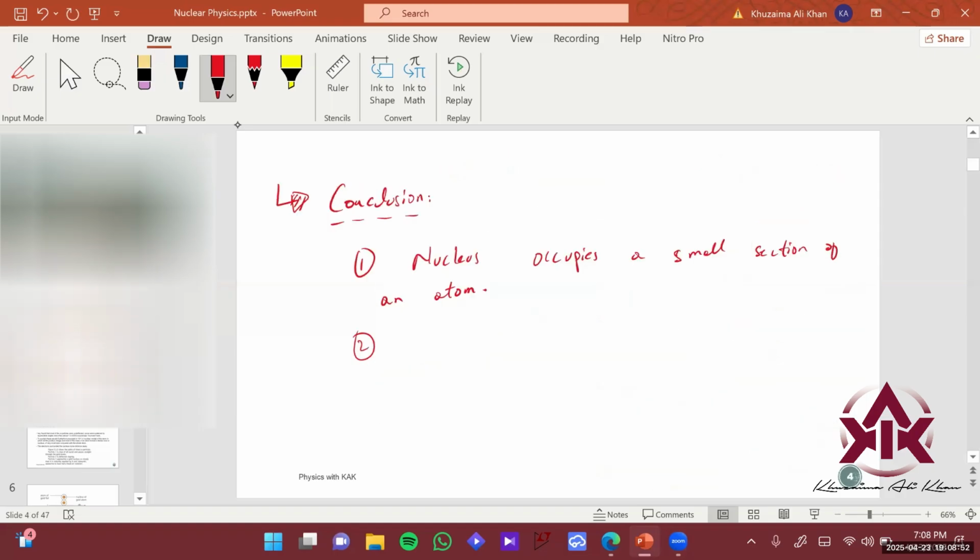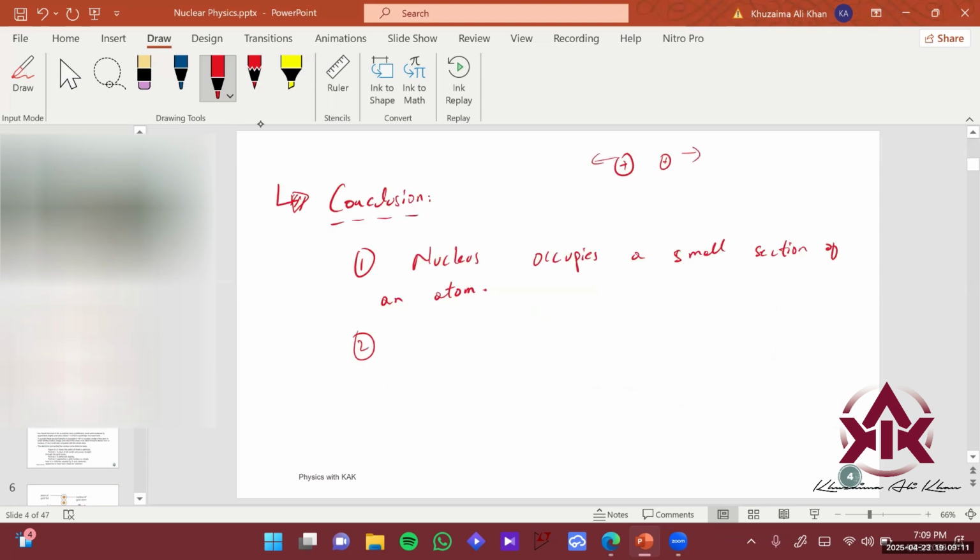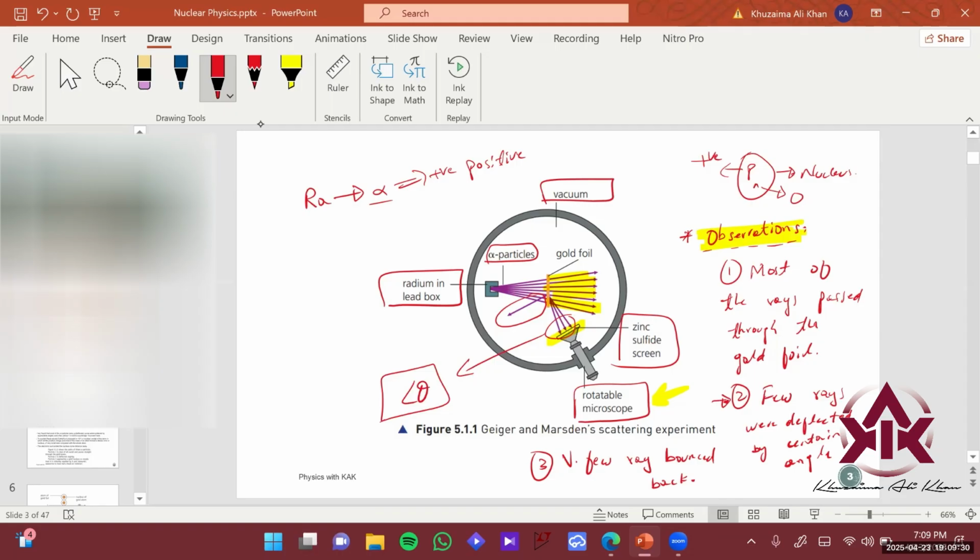So we can say that, and if you recall, if we bring a positive charge close to a positive charge, they are going to repel, right? So the second observation basically conveys the message that the nucleus is positively charged. That makes sense, right? We have only neutrons and protons inside the nucleus, right? What about the third observation? That only a single ray bounced back, right?